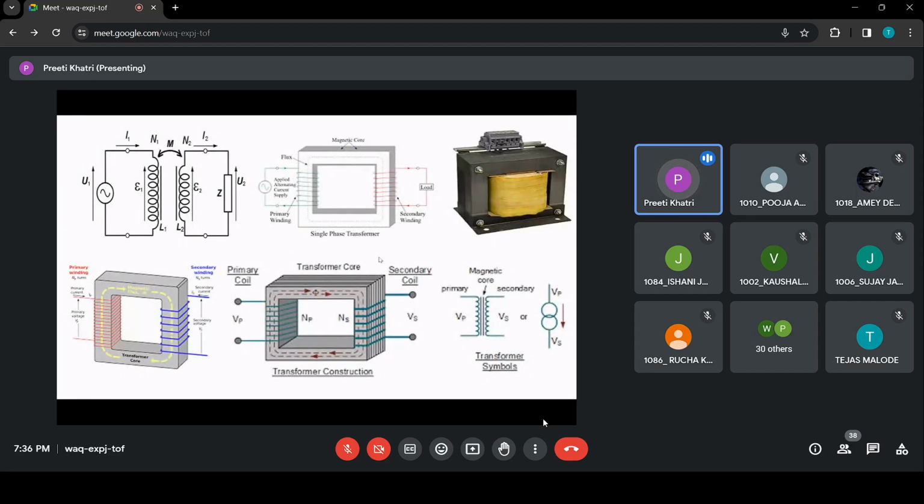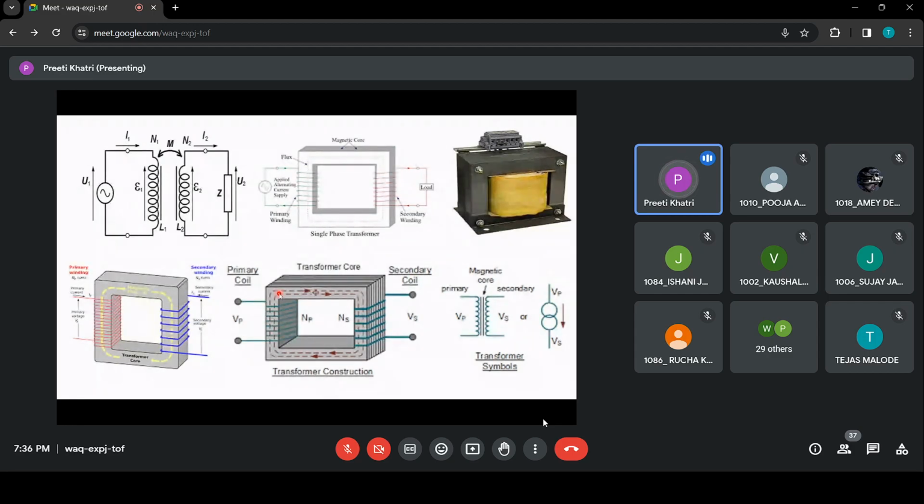Now this is your simple transformer construction or the symbol of the transformer, which can be represented in a different way. Now, when you talk about the transformer, you will see that this is normally the construction of the transformer which we use in the educational purpose. And this is nothing but the symbol of the transformer which we will be using throughout for our further study.